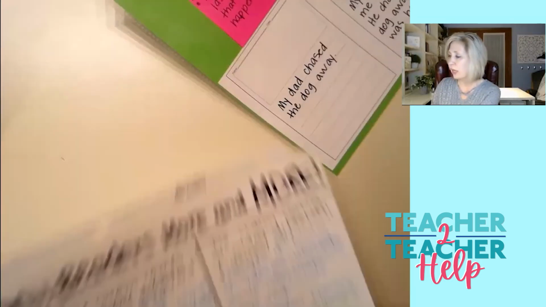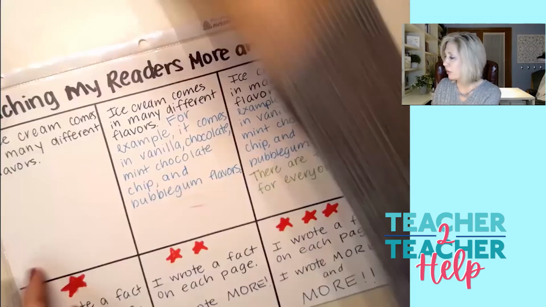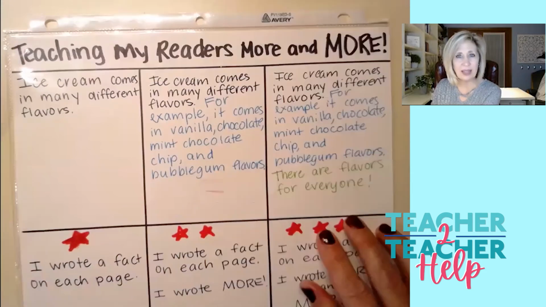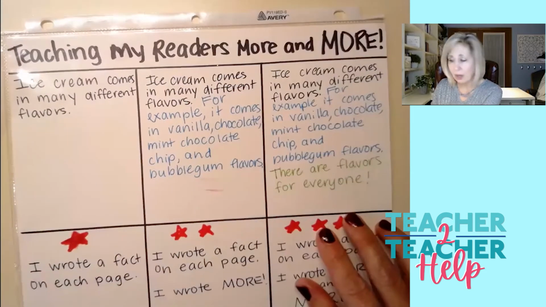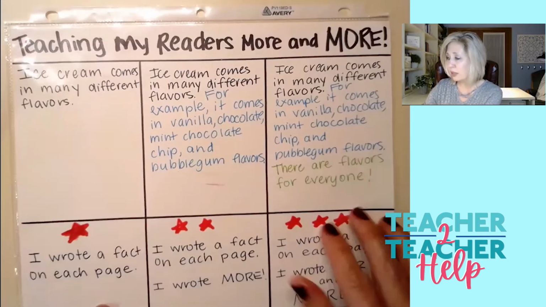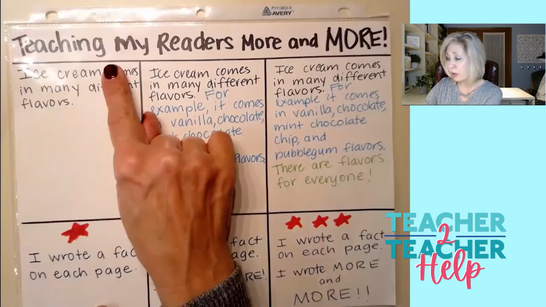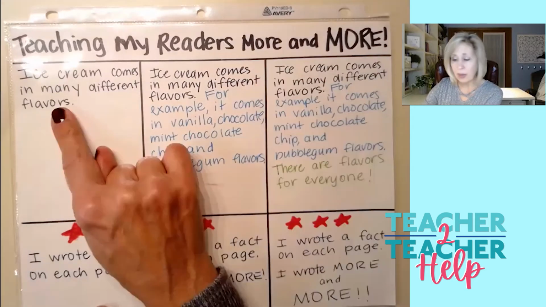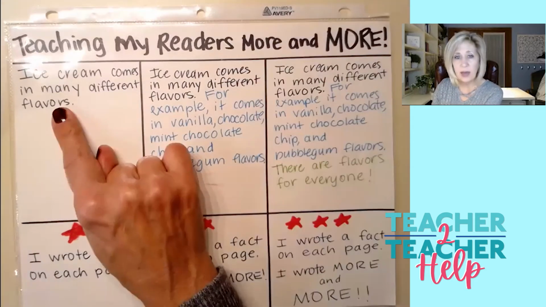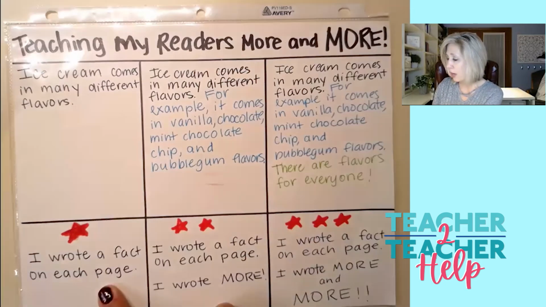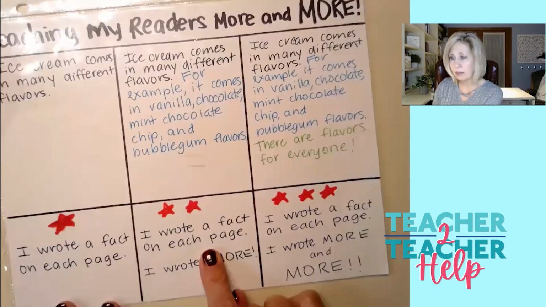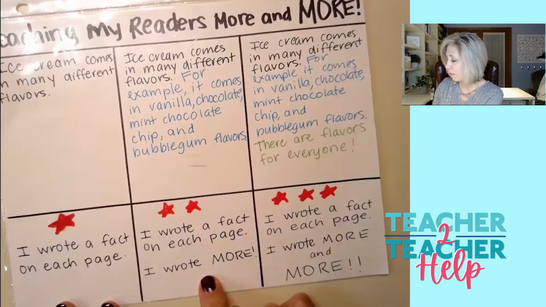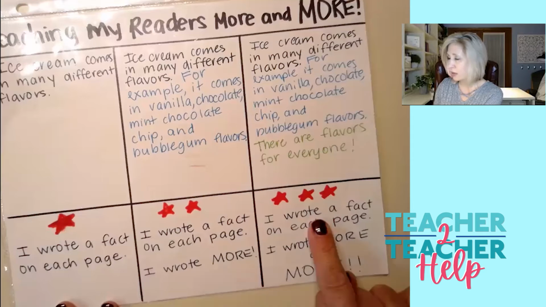And here's another one. This is one that I use for information writing. So we know that informational writers add facts to their writing, but then they need to elaborate on those facts too. So this microprogression is teaching my readers more and more. So in this column, I just have a fact. So I have a fact on each page. This one, I have a fact, but I wrote more. I have a fact, I wrote more and more.